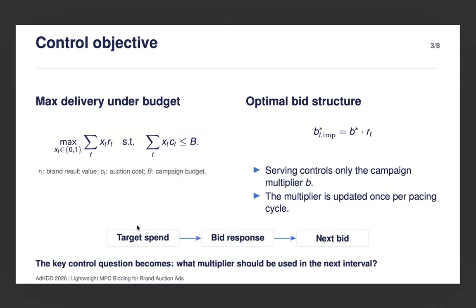We begin with max delivery under a lifetime budget. Under standard auction assumptions, the impression level bid separates into the predicted value and one campaign level multiplier. The serving system already estimates the per impression value. Our controller updates only this multiplier once per pacing cycle. So we reduce the control problem to one question. Given the remaining budget, predicted supply, and recent delivery, which multiplier should we use in the next interval?